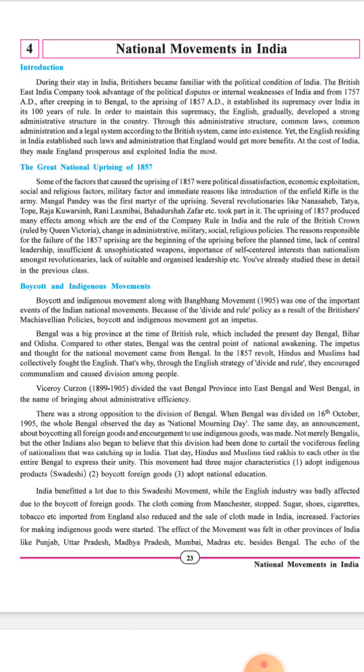Now, what we read was the great national uprising of the year 1857, and now moving to the next, that is the boycott and indigenous movement. Indigenous means occurring naturally in the particular place. And let us read what is written over here in the boycott and indigenous movement.